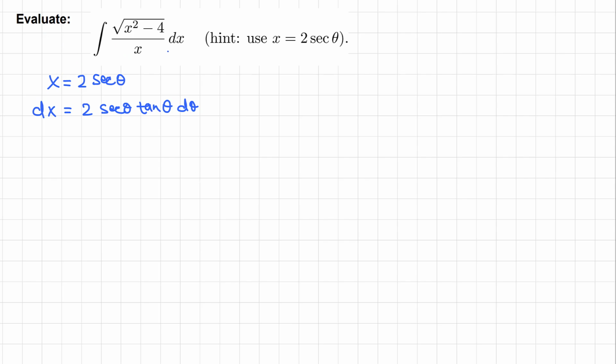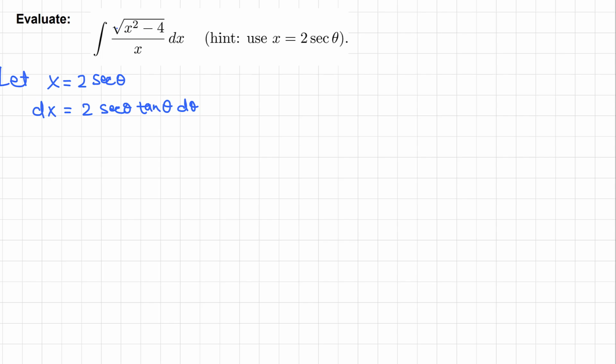Evaluate this integral, and the question gives us the hint x equals 2 secant theta. Let's use it. So let x equal 2 secant theta. Now we find the derivative of both sides with respect to theta. So dx over d theta, I moved d theta to the other side. The derivative of secant is secant tangent.